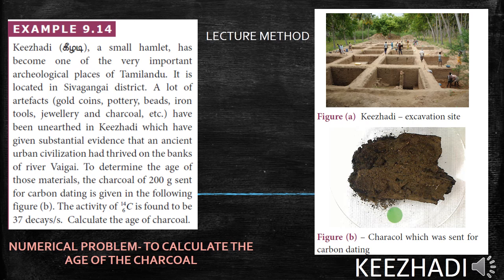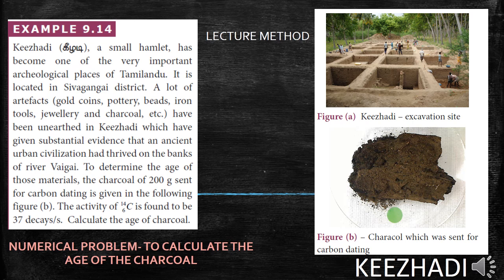KEEZHADI, a small hamlet, has become one of the very important archaeological places of Tamil Nadu. It is located in Sivagangai district. A lot of artifacts, gold coins, pottery, beads, iron tools, jewelry and charcoal etc. have been unearthed in KEEZHADI, which have given substantial evidence that an ancient urban civilization had thrived on the banks of river Vaigai. To determine the age of the materials, the charcoal of 200 gram was sent for carbon dating, which is given in the following figure.